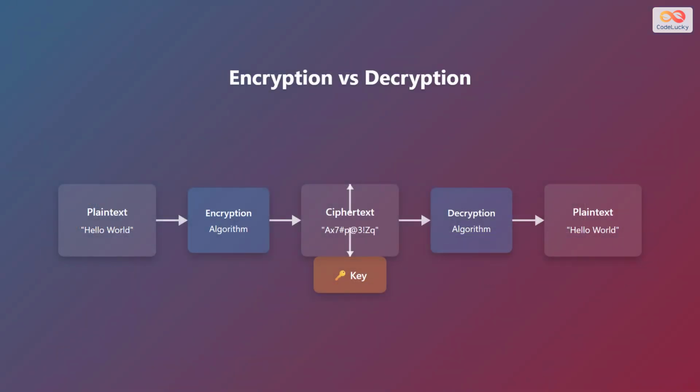Let's understand the difference between encryption and decryption. Encryption is the process of converting plaintext, like the message "Hello World," into ciphertext, which appears as jumbled or unreadable data, for example, AX7#P at 3!ZQ. This transformation is done using an encryption algorithm and a key. Decryption, on the other hand, is the reverse process. It converts ciphertext back into its original plaintext form, using a decryption algorithm and the appropriate key. Think of encryption as locking a message in a secure box, and decryption as unlocking it with the correct key.